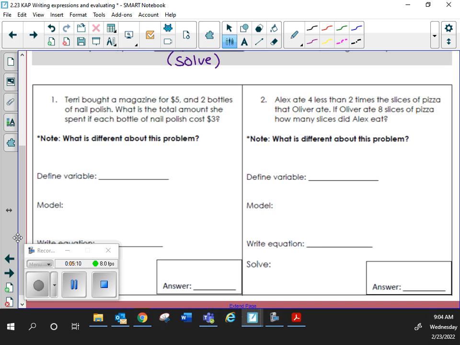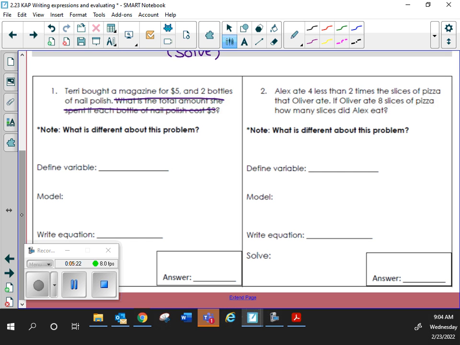Please do not scratch this out, but I'm going to pretend like I can only read that first sentence. Okay, just pause right there. So Terry bought a magazine for $5 and 2 bottles of nail polish. So let's write our expression based off of that.